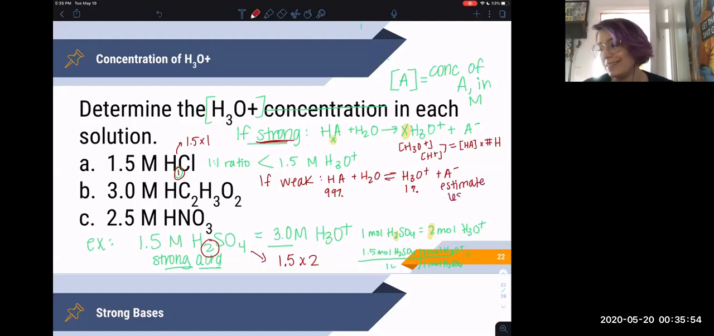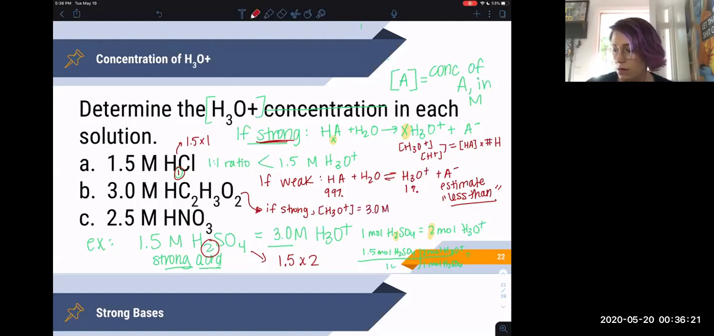Just estimate less than, but don't actually give a number. What I mean by that is literally just say less than. For weak, this is acetic acid, it's weak. So you would say, if it were strong, H3O plus would be 3. Because it's weak, we're going to say H3O plus is less than 3. That's all you can say at this point.